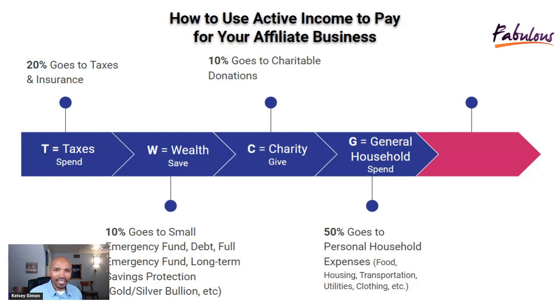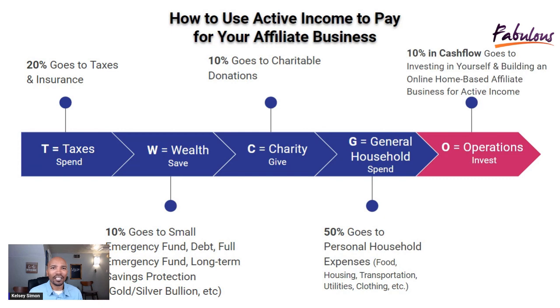And then this is where you want to invest in your affiliate business, the operations. This is the O in TWCGO. This is where you invest. And you want to take 10% in cash flow from this active income to invest in your affiliate marketing business and get started as a new online affiliate marketer building an affiliate marketing business.